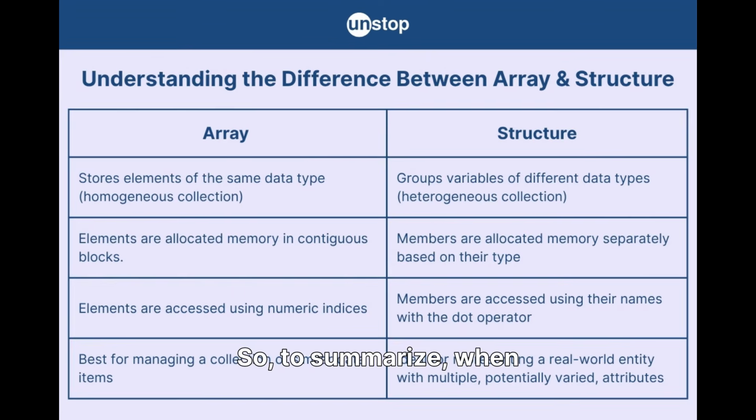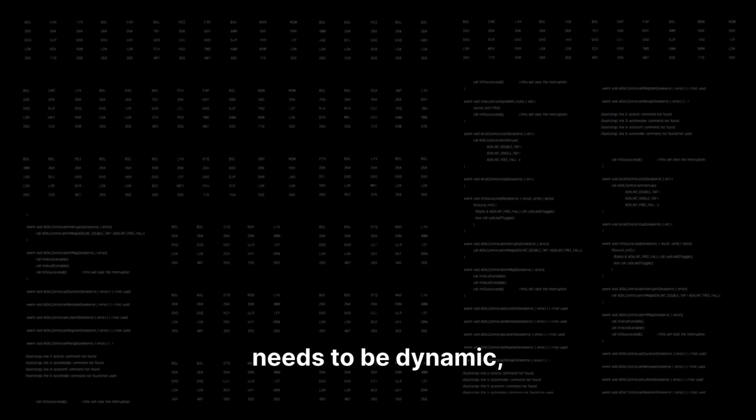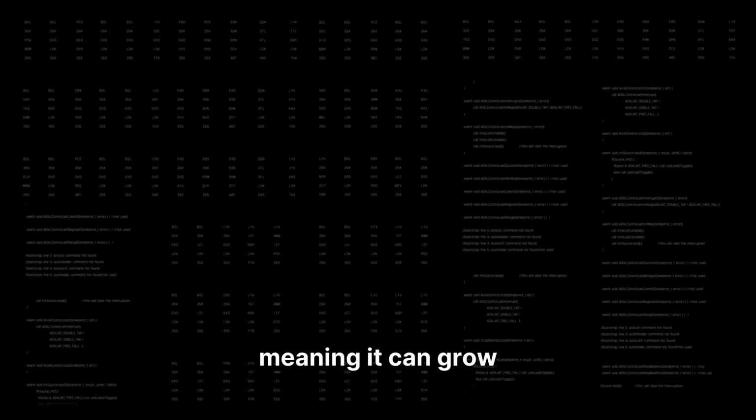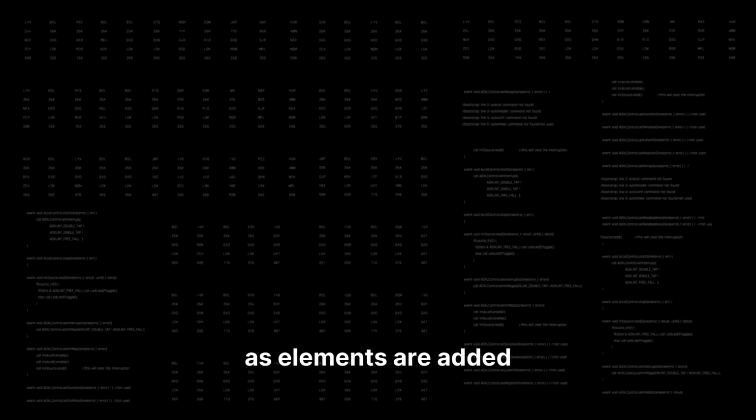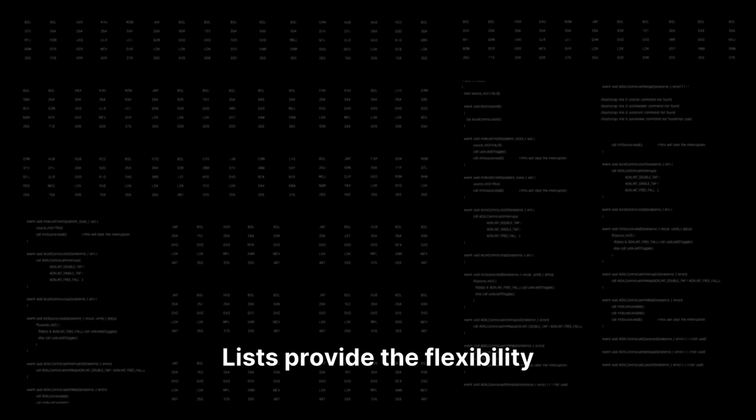So, to summarize, when should you choose each data structure? Use arrays primarily when you have a fixed, unchanging number of elements and require highly efficient access to those elements using their numerical index. They are best for collections whose size is known to be constant. Opt for lists when your collection of elements needs to be dynamic, meaning it can grow or shrink in size as elements are added or removed during the execution of your game. Lists provide the flexibility to manage collections that change over time.